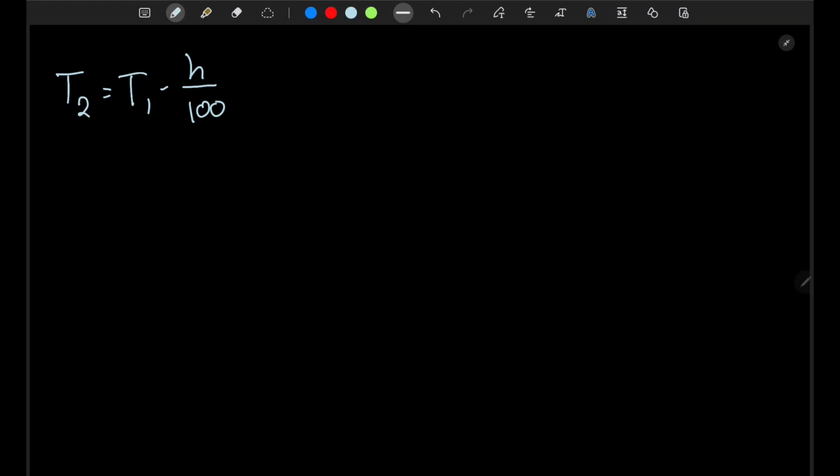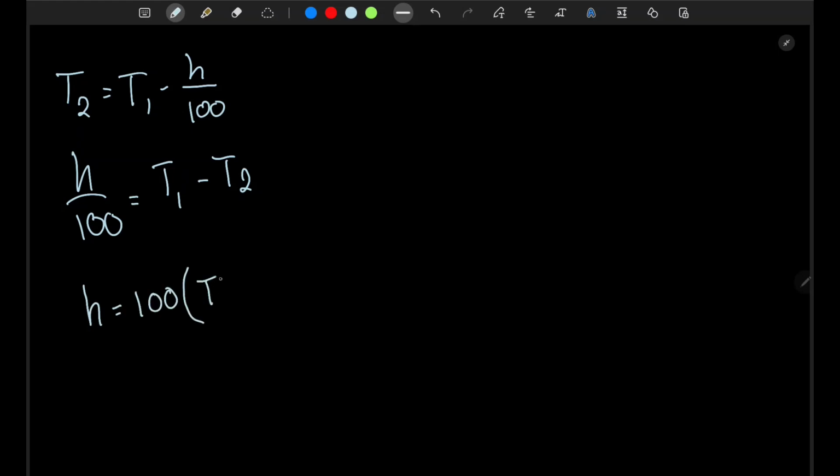Okay, here's another one, and we are going to solve for h. And so first thing let's do here is let's take the h over 100 fraction and add that to both sides, move it over, and then take the t2, move it over and change the sign. H over 100 is equal to t1 minus t2. And then we just simply move this 100 up and multiply the whole side by it. So then we're going to have h is equal to 100 times the whole right side.